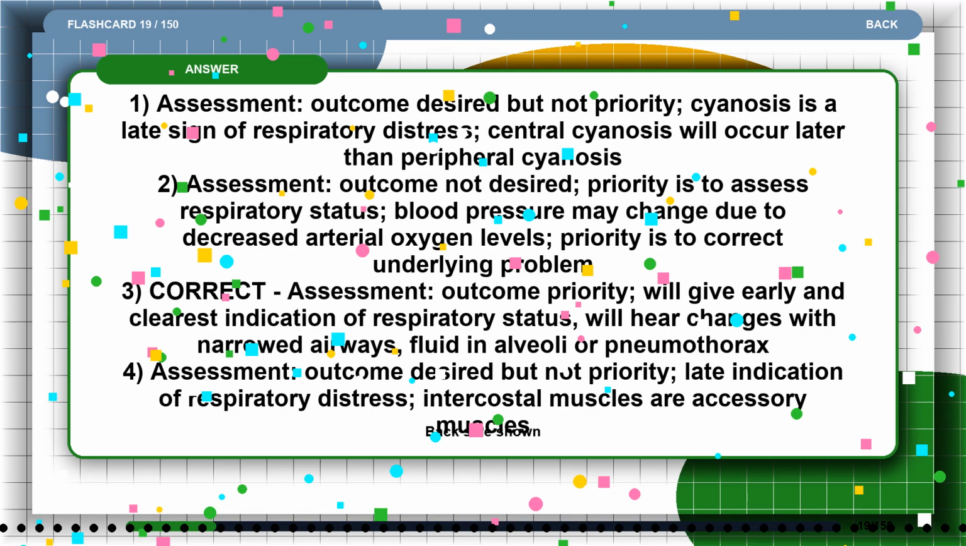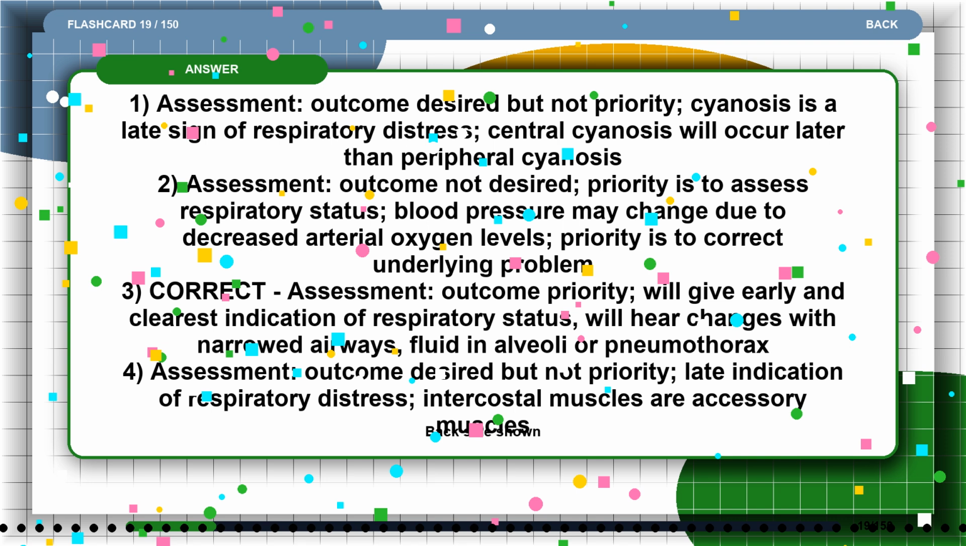The answer is 1. Assessment. Outcome desired, but not priority. Cyanosis is a late sign of respiratory distress. Central cyanosis will occur later than peripheral cyanosis. 2. Assessment. Outcome not desired. Priority is to assess respiratory status. Blood pressure may change due to decreased arterial oxygen levels. Priority is to correct the underlying problem.